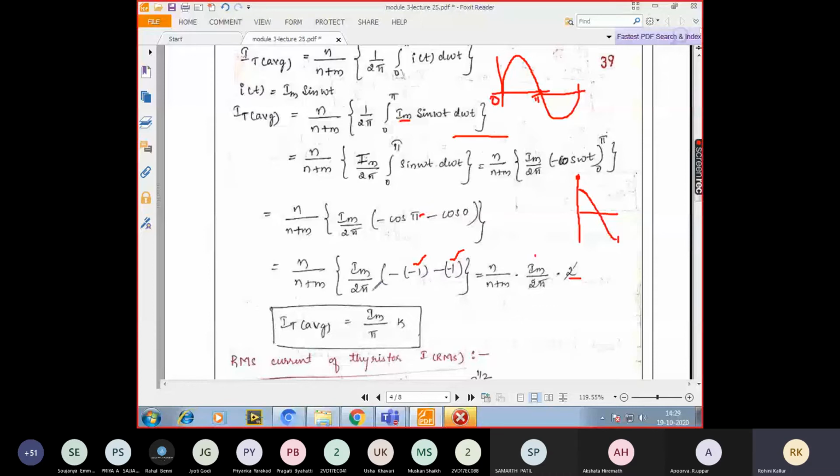Okay. And in this term I have 2 pi. So I am just cancelling out this 2 by 2 pi. So what is left out is Im by pi into n divided by n plus m. And I know that n divided by n plus m is k. So what is duty cycle? Okay. So IT average or the average thyristor current can be written as Im divided by pi into k. Is this clear till here? Yes, ma'am. Okay.